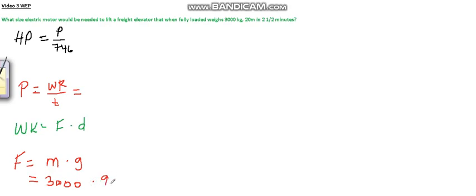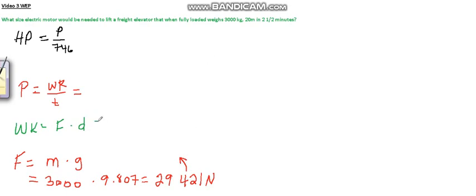So we know these two, so we can start right here: 3,000 kilos times 9.807. It's going to give me a pretty big number. So I've got 29,421 newtons. And we know that work is equal to force times distance, so I can take that number and put it in there.